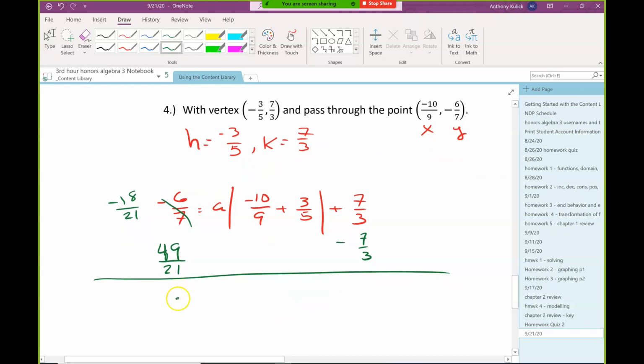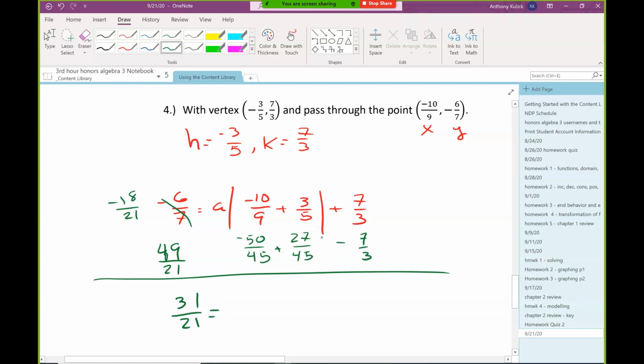So that's going to give us 31 over 21 is equal to, but then we need to add the fractions inside the absolute value as well. So negative 10/9 plus 3/5, well, we need a common denominator for that. It should be easy to see that the common denominator would be 45. So I multiply 10 over 9 by 5 over 5. And I multiply 3 over 5 by 9 over 9.